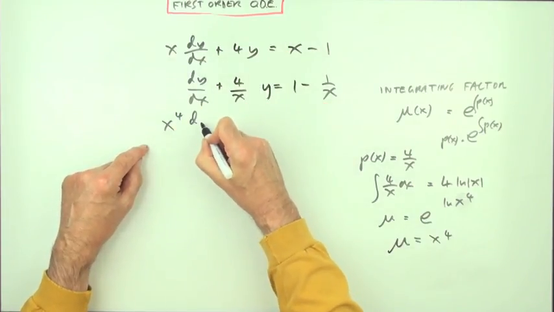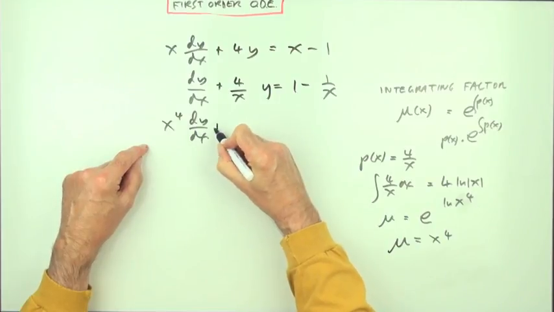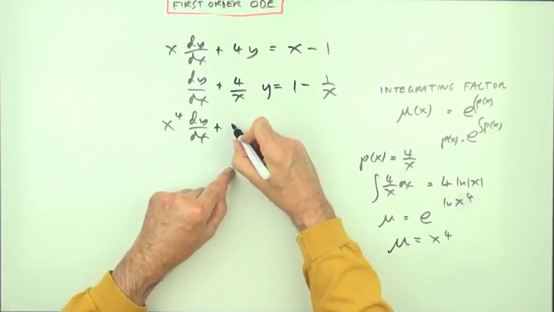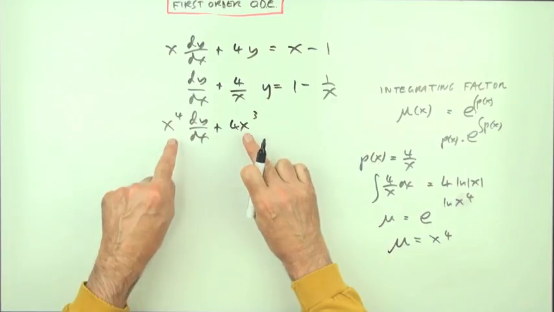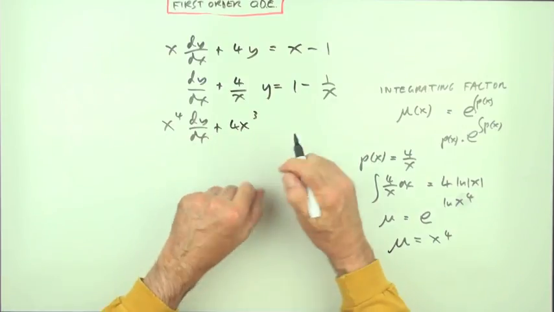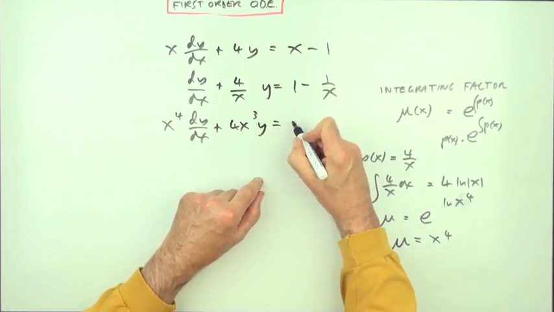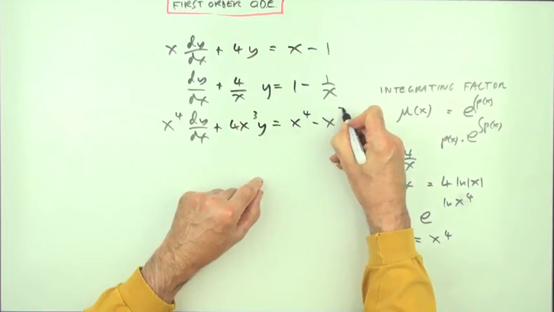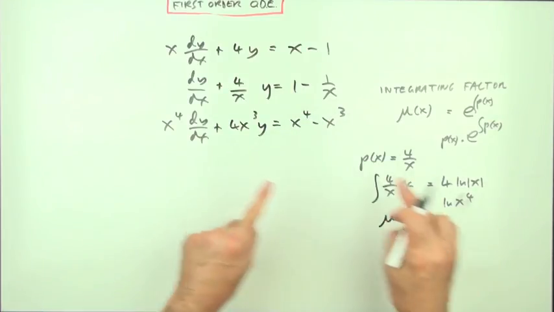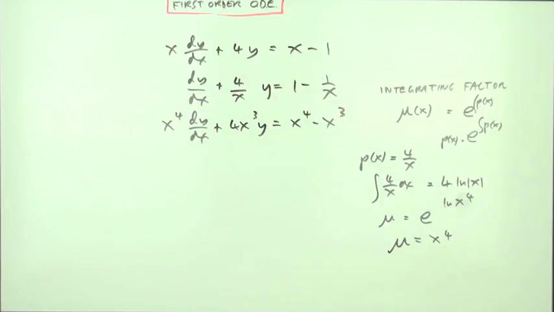So you try it. The derivative of x to the 4 divided by dx. X to the 4 times that makes it 4x cubed. Whoa, look, there it goes. Look, x to the 4, derivative that, perfect. X to the 4 times that is x to the 4 minus x cubed. So the integrating factor made that exact.